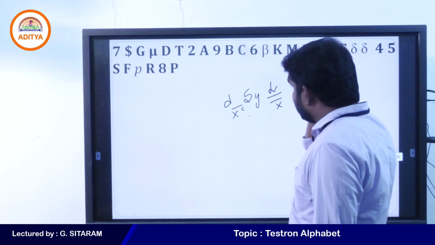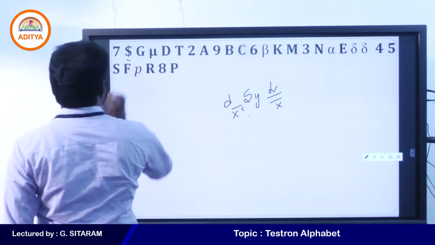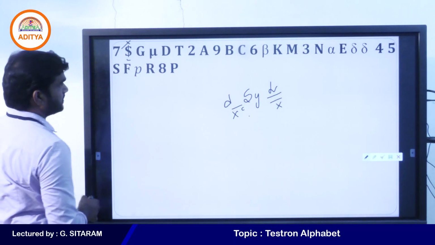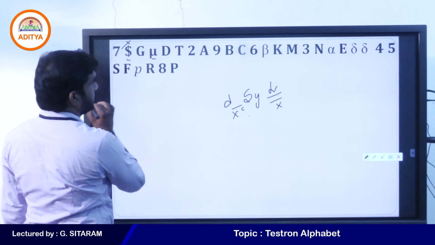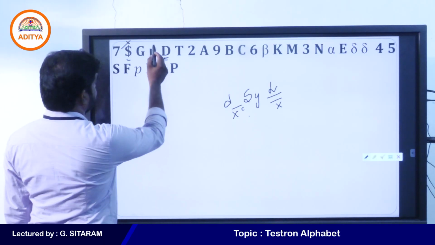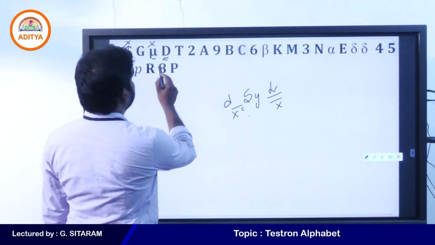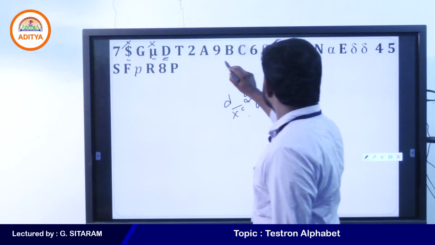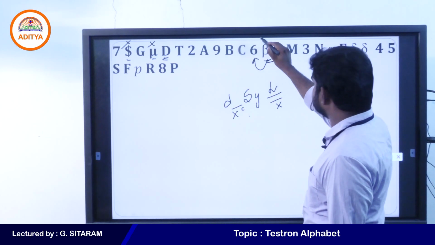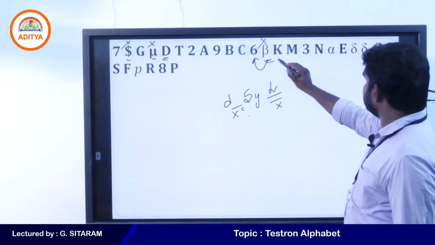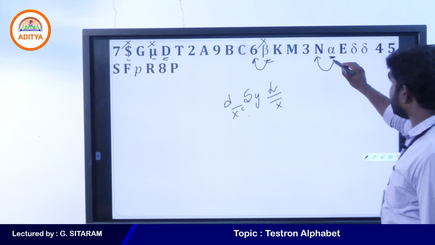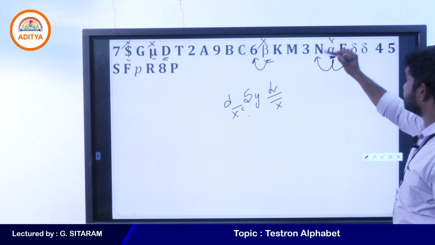For suppose if you take dollar, is it preceded by a digit? Yes, it is preceded by a digit, you can't take it. Then the next symbol is mu. Is it preceded by a digit? No. Is it followed by a letter? Yes, so you can't take it. Then the next symbol, beta. Is it preceded by a digit? Yes, you can't take it. Then the next symbol is alpha. Is it preceded by a digit? No. Is it followed by a letter? Yes, so you can't take it.